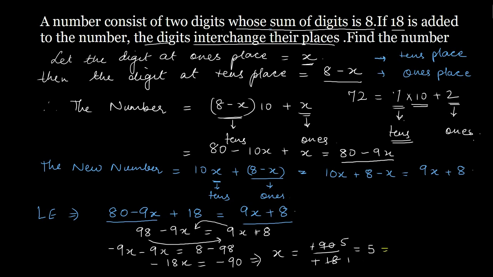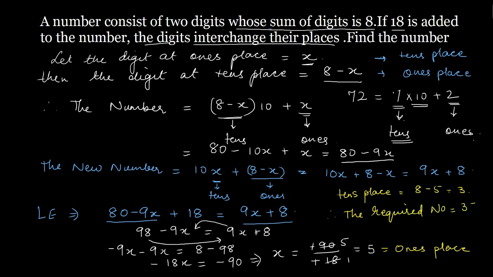And 5 is the digit at ones place. Therefore, the digit at tens place will be 8 minus 5, equal to 3. Therefore, the required number is 35.